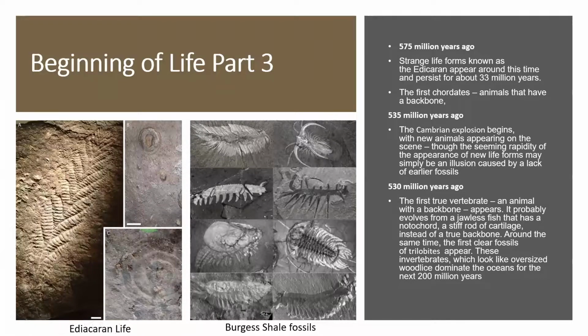575 million years ago, the strange life forms known as the Ediacarans appear. It's the Ediacaran period. These types of organism fossils appear all across the world in rocks approximately 575 million years old. This looks like a plant, but it's not. It's a type of animal. Again, we don't know everything about them. We don't even know whether these are part of the same animal or not. Also, animals with a backbone, so traces of a backbone, started to appear.